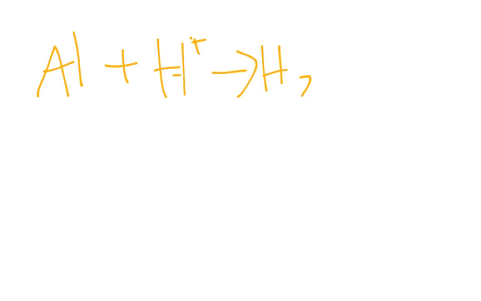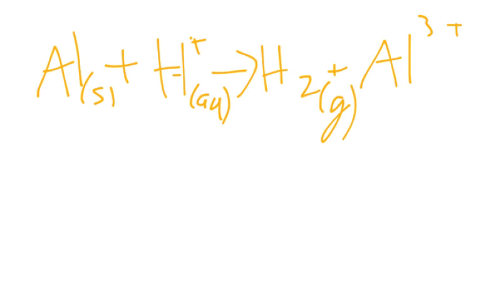So this will involve charges. Aluminum plus H plus becomes H2 plus aluminum 3 plus. So how do we balance this? Well, let me give you the states of matter first to give you some practice. Aluminum metal is a solid, H plus is a cation in solution, and we get H2 gas and aluminum cation, which is in solution.